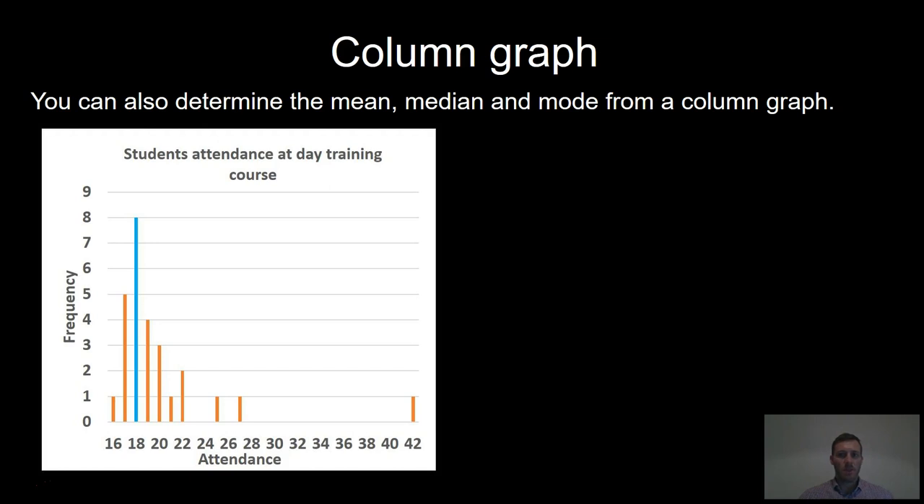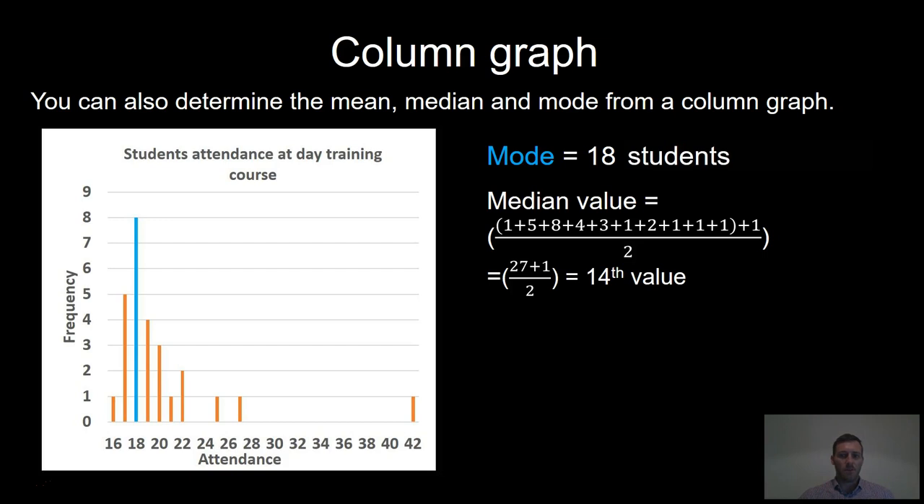You can also determine the mean, median, and mode from a column graph. The process is similar to that of a frequency table, but you have to calculate a few more things before you can find them. The mode is easily visible as it has the highest frequency, highlighted in the blue column here. In order to determine the median value, we need to add up the frequency of each of the columns, the first being 1, the second being 5, the third being 8, and so on, and we get the total frequency of 27. Then we add 1 and divide by 2, and we find that it's the 14th value again because we're using the same data set.